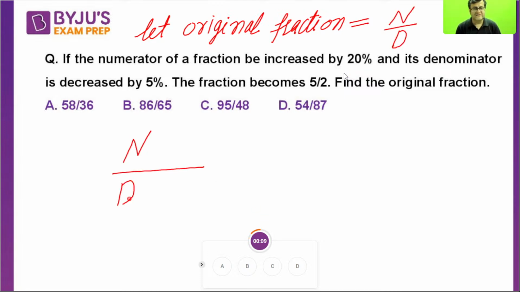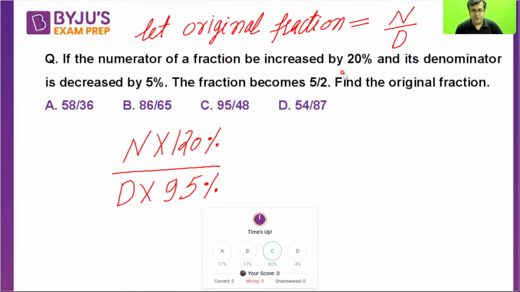If n increases by 20%, it will become 120%. If the denominator decreases by 5%, it will become 95%. The value itself is 100%. If a value increases by 20%, it becomes 120%. If a value decreases by 5%, it becomes 95%. 100 plus 20, 100 minus 5.